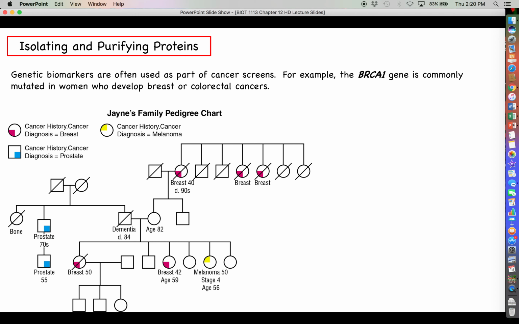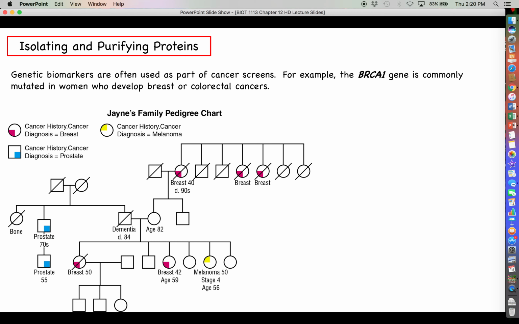So this pedigree chart that you're seeing right here is much, much, much more complicated. So this is a multi-genetic, multifactorial pedigree chart, but we're not going to get too heavy into it, but the ultimate takeaway here is that genetic biomarkers are very often used for cancer screening. So for example, one of the most commonly mutated genes in breast cancer and colorectal cancer in women is a gene called BRCA1.